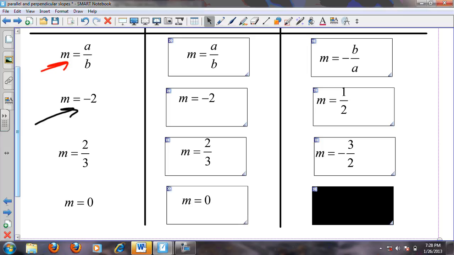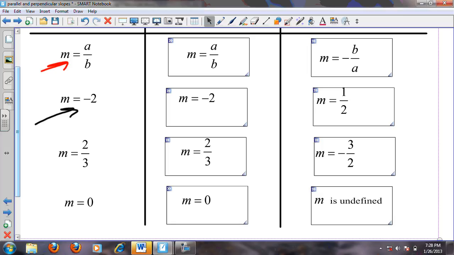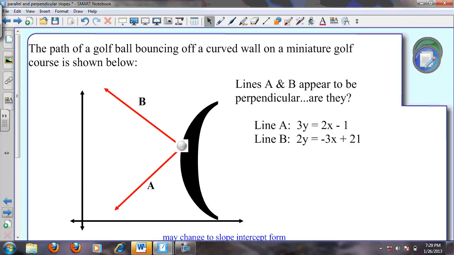How about perpendicular? What's the negative reciprocal of a 0 slope? Clayton, yes. Undefined. Okay? All right, we're going to talk about this golf ball example.